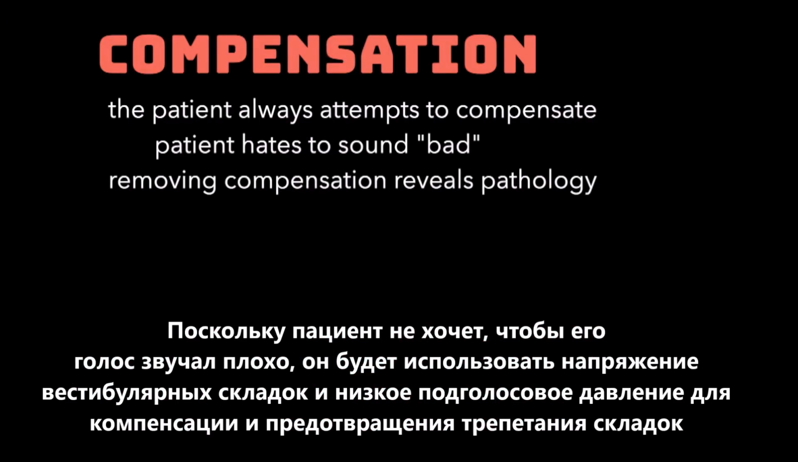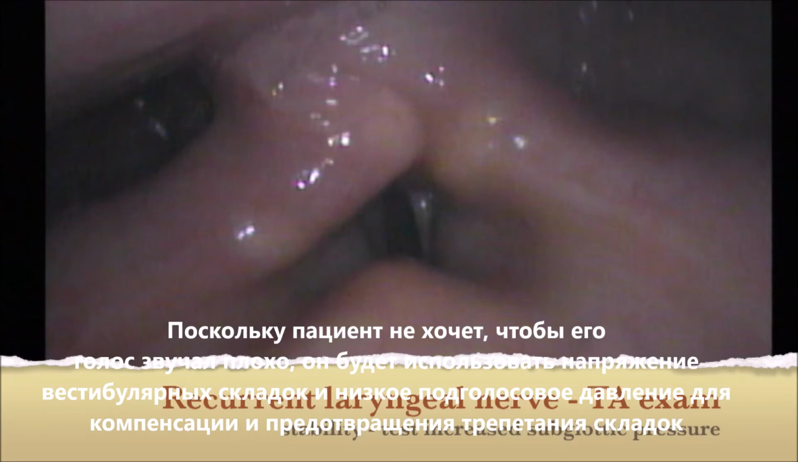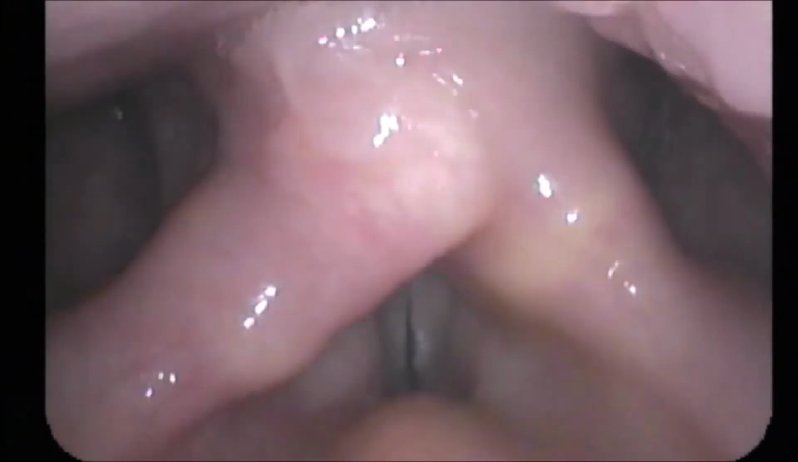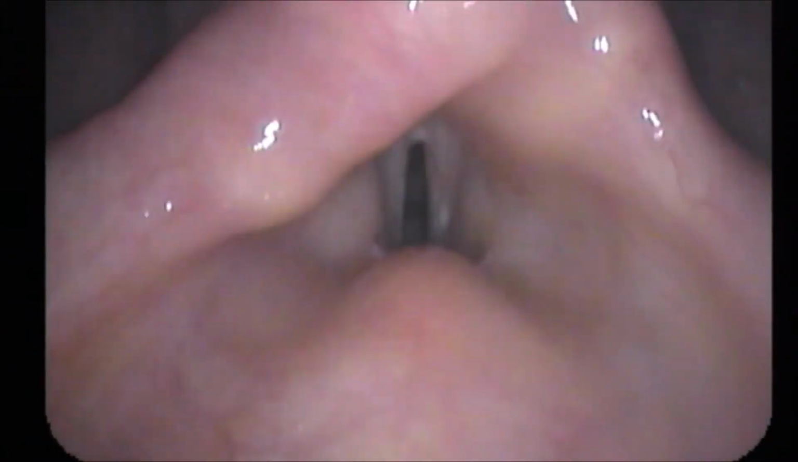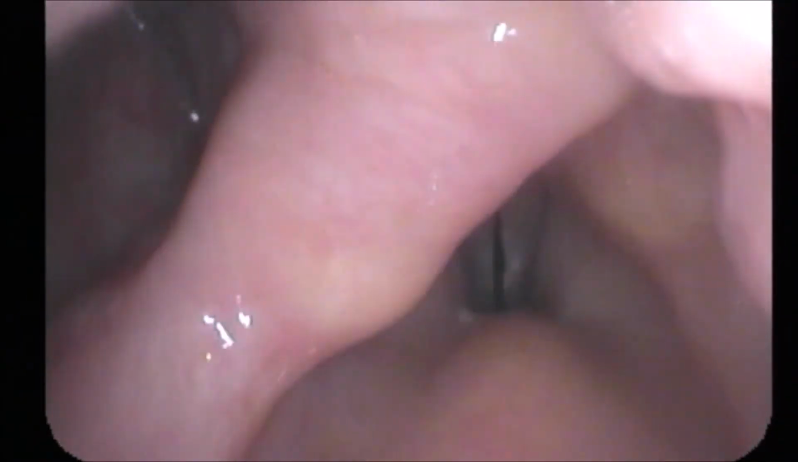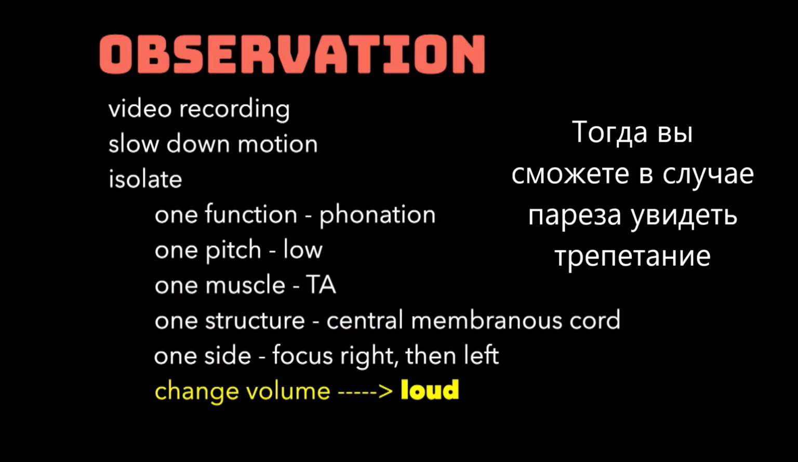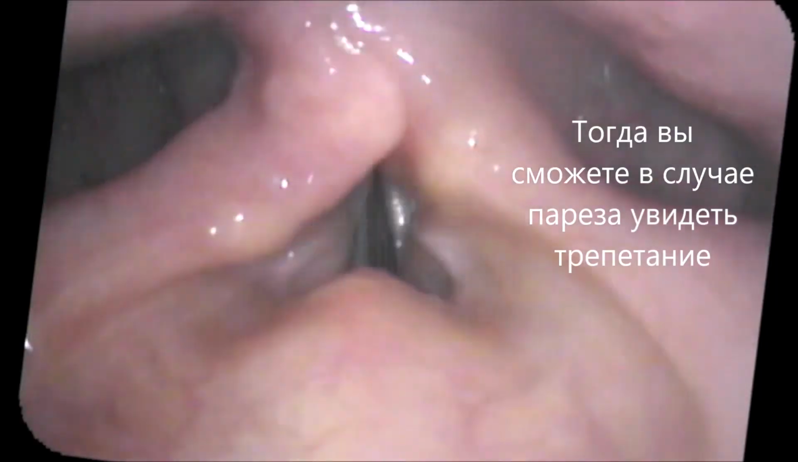Following the principle that the patient never wants to sound bad, they will use supraglottic squeeze and a low subglottic pressure to prevent the vocal cords from fluttering. You can remove that compensation by having them speak loudly. And if there's a weakness, you can hear and visually see the flutter.